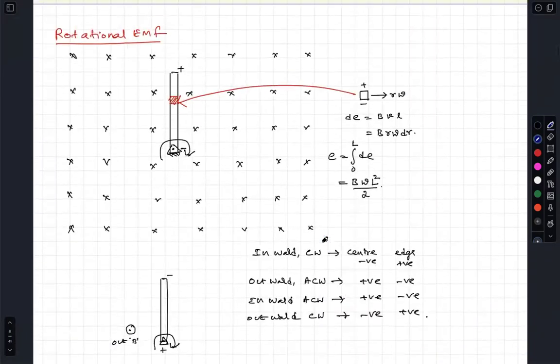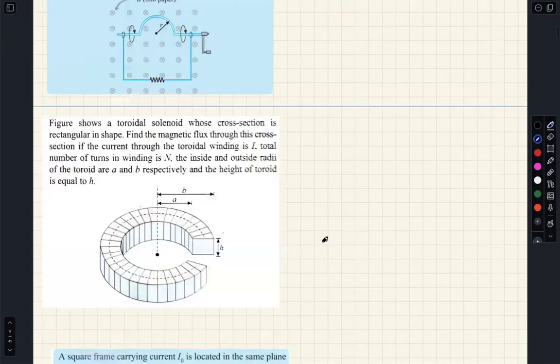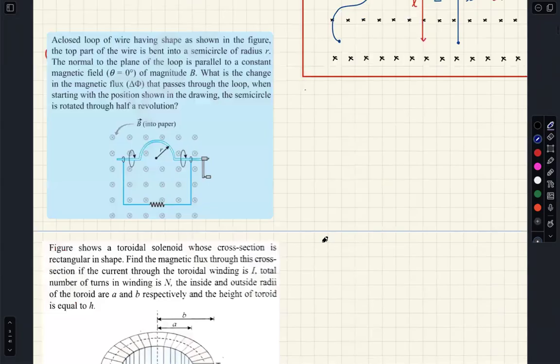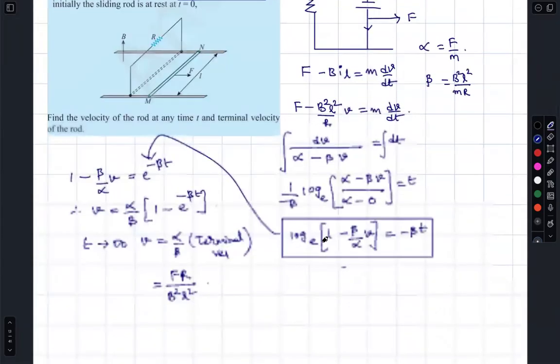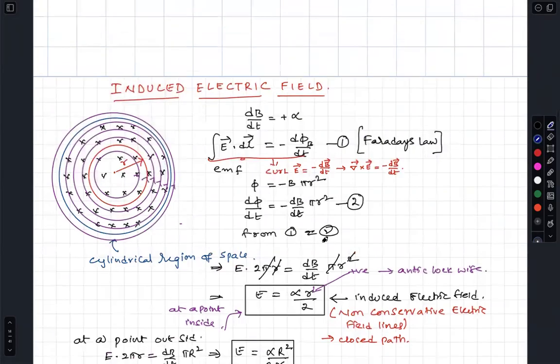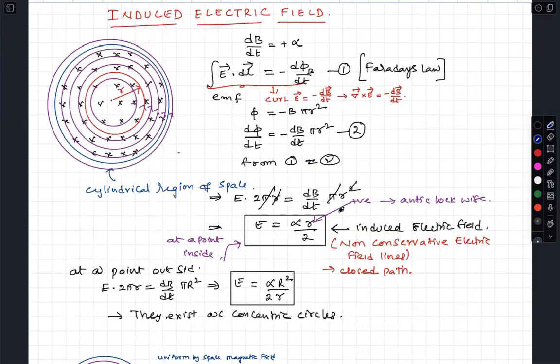Almost all these things we have done because it's in a separate, different book which I have done. Right. We'll move on to the next concept. That concept is the induced electric field concept.